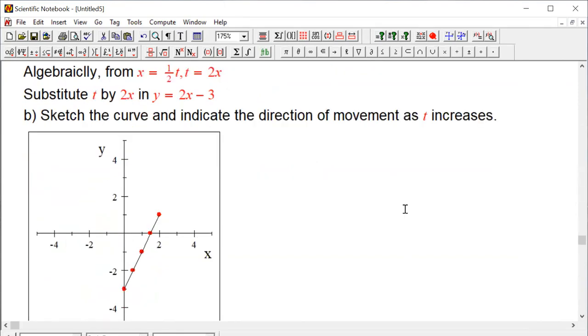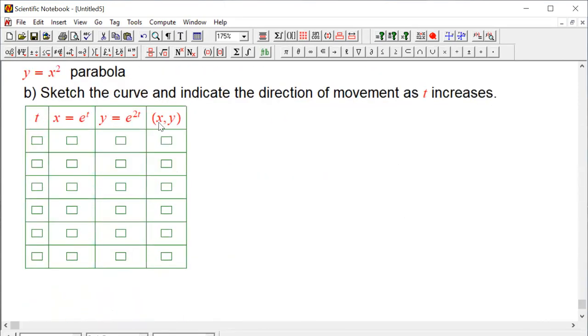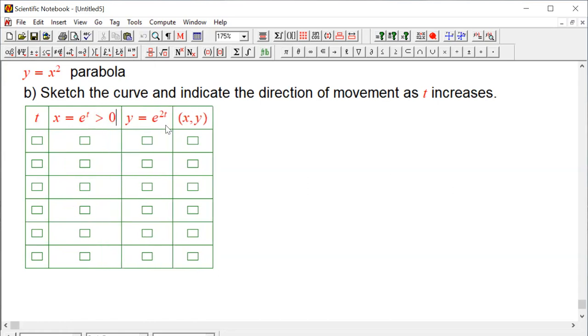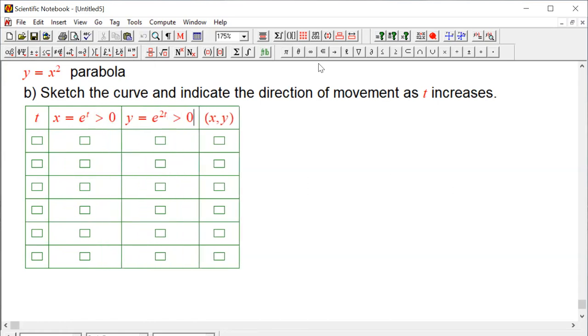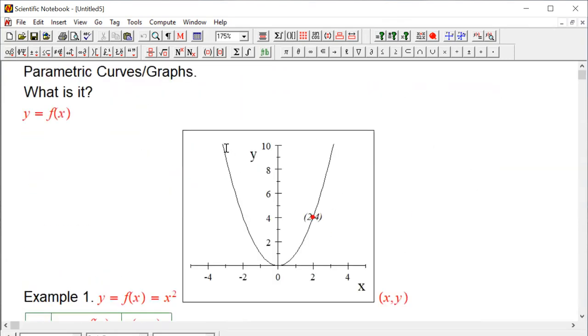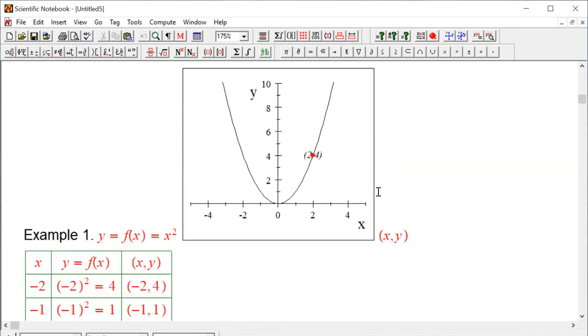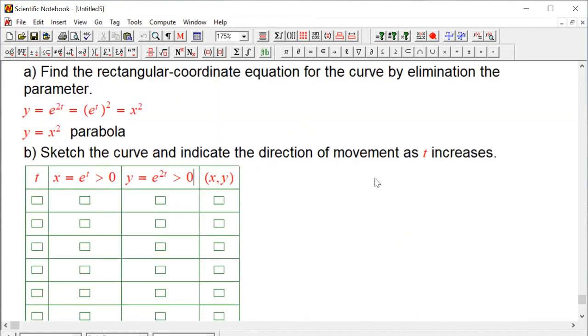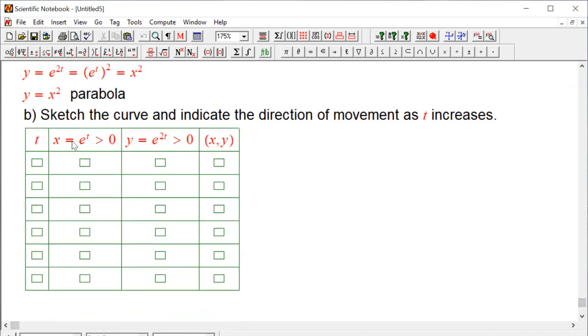But if you look at the current parametric function, because e to the power t is always positive and y is always positive, I don't think we're getting the other half of the curve. We're not going to get this piece of the curve. We're only going to get the positive piece, because no matter what t is, e to the power t and e to the power 2t are always positive. Okay, you know what I mean?